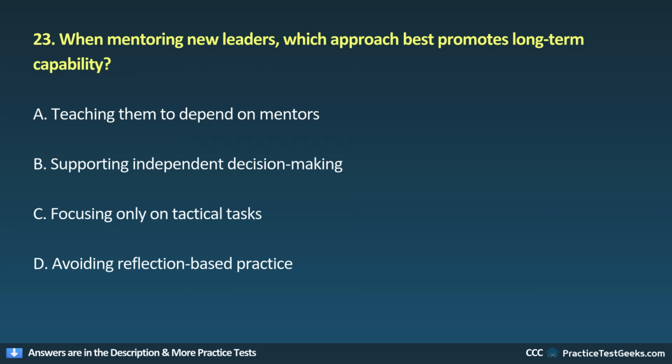23. When mentoring new leaders, which approach best promotes long-term capability? A. Teaching them to depend on mentors. B. Supporting independent decision-making. C. Focusing only on tactical tasks. D. Avoiding reflection-based practice.